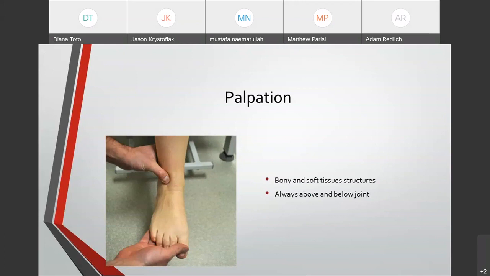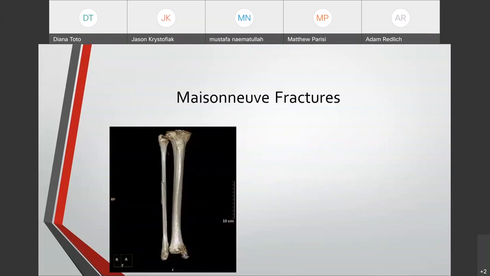Palpation is another important aspect of it. So knowing your bony structures and soft tissues is important, and always make sure that you palpate above and below the joint. It is important in these types of injuries to palpate the proximal fibula, as you want to rule out Maisonneuve fractures. So we have a picture right here. As you can see, it's a fracture of the proximal fibula.